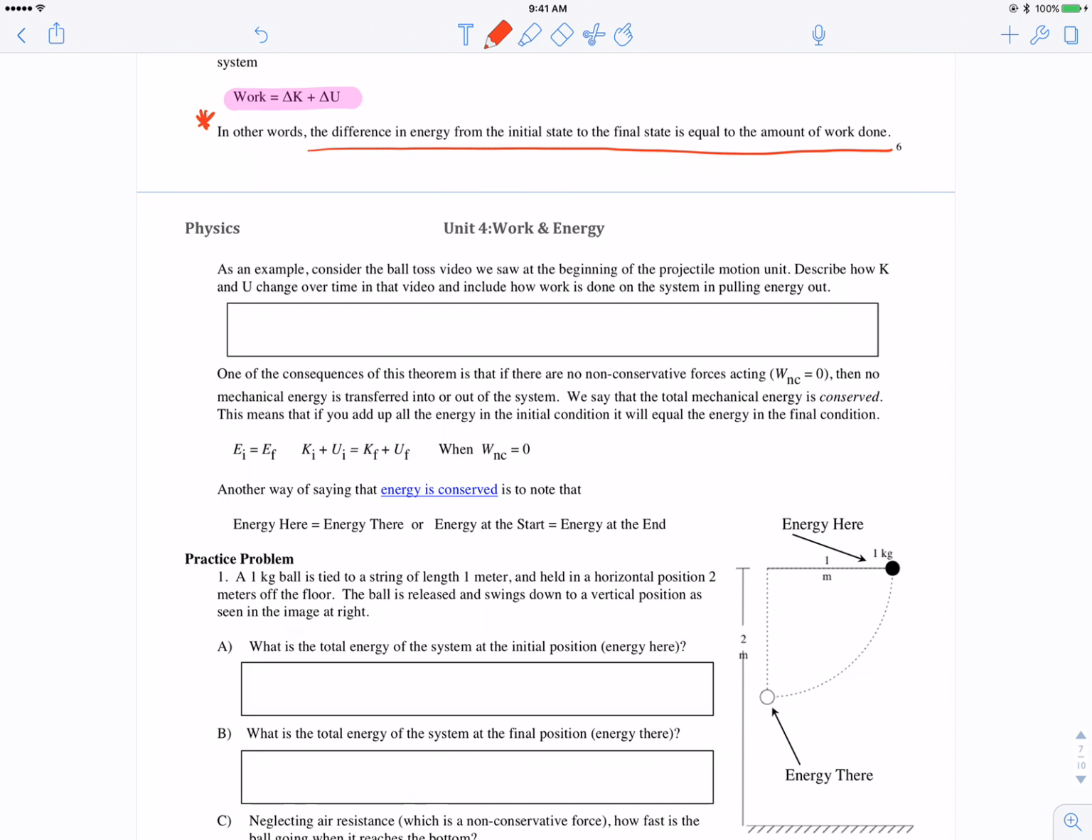Okay, one of the consequences of this theorem is that if there are no non-conservative forces acting, then no mechanical energy is transferred in or out of the system, meaning if there's no friction or air resistance, then energy is conserved. If you were to add up all the total energies at one point, you would see the same total energy at another point in motion if there are no non-conservative forces acting. Another way of saying that is to say that energy is conserved within the system, or to say that energy here equals energy there.